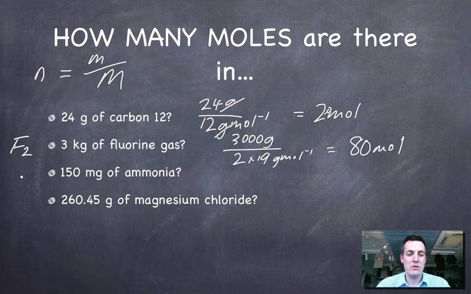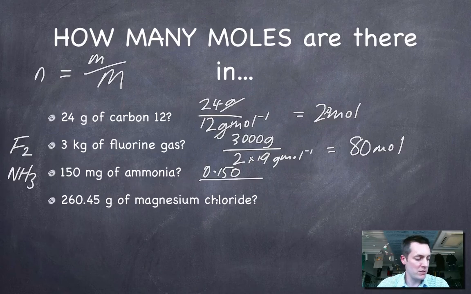150 milligrams of ammonia. Well, first of all, ammonia is NH3, which we need to know. 150 milligrams, that's 0.15 grams, or 0.150 grams, because I know it to 3 significant figures here, divided by the molar mass of ammonia, which again I'm not working out because we know how to do it, and so you can check that for yourself, divided by 17.04, 3 significant figures in my answer, so 8.80 times 10 to the minus 3.